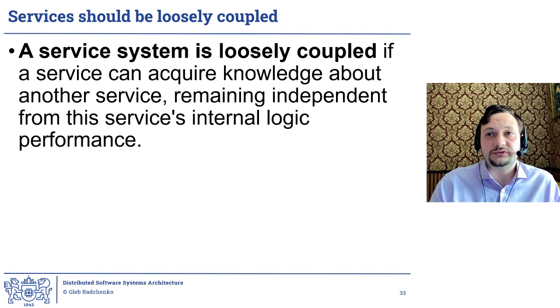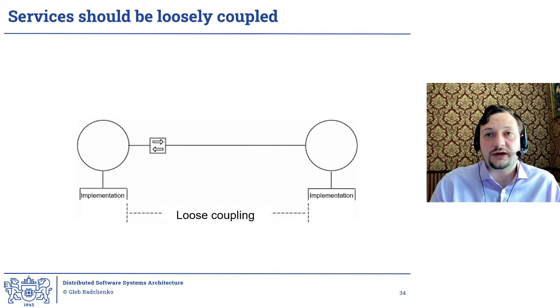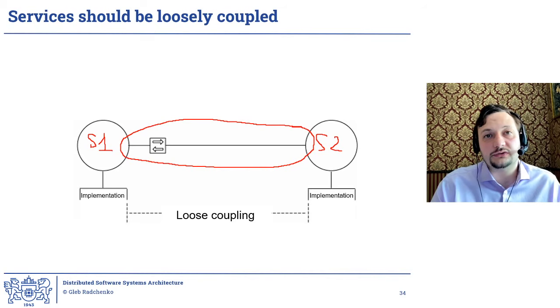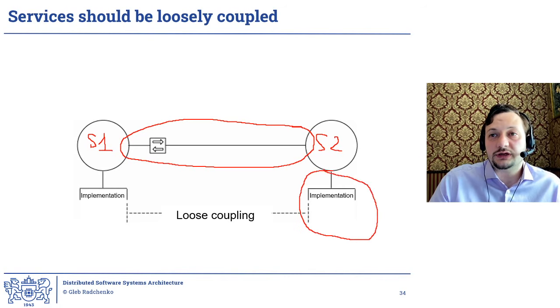So a service system is loosely coupled if a service can acquire knowledge about another service while remaining independent from the service's internal logic and performance. So here we have service 1, we have service 2, and they are connected using the interface that is provided by service 2 to service 1. And if service 2 implements its own interface like this, implementation 1, it is good.